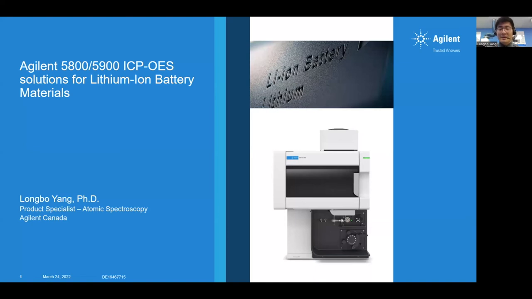Thanks, Serena, and thanks, Jean-Louis and Jean-Paul, for their great insights on the lithium-ion battery supply chain and sample prep process. And now we have the samples in the acidic solution. How are we going to analyze them? To answer this question, I'm going to talk about the solutions that we at Agilent offer to tackle the challenges in elemental analysis for lithium-ion battery materials, specifically with the ICP OES.